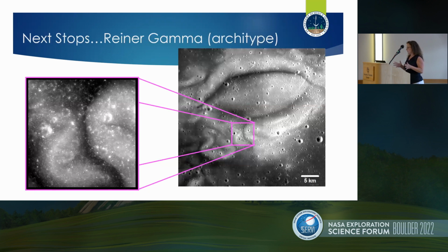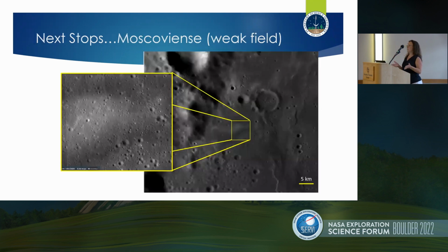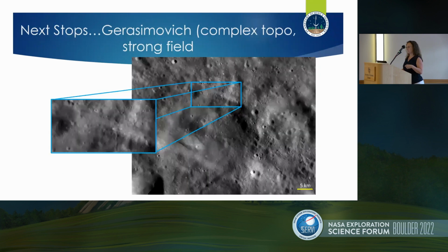And so I'm just going to give a quick status report. We've got 4 other places we're looking at. We're looking at Reiner Gamma. We have the topography. We have the on and off swirl defined using our machine learning. We're in the process of doing the statistical analysis. You pick Reiner Gamma because it's the poster child for swirl regions. We're at the same place with Muscovines. Now, Muscovines is different because it has a weak field. It's our first example of a swirl with a weaker field. We have the stereophotometry DEMs done.